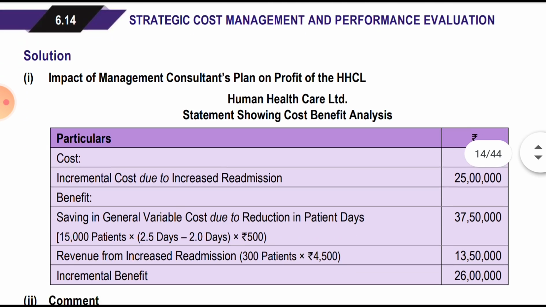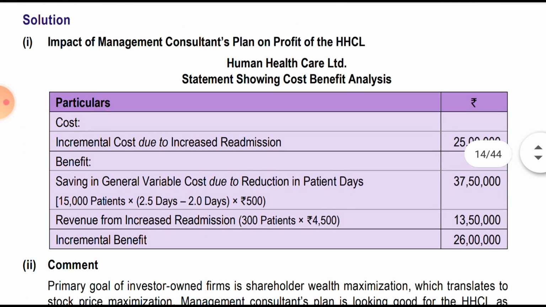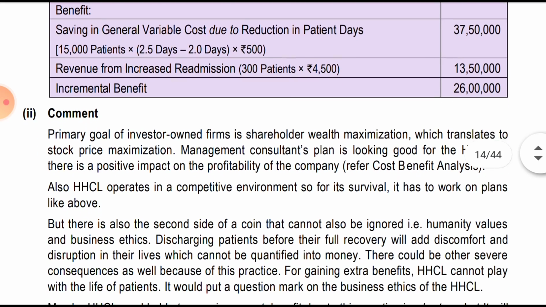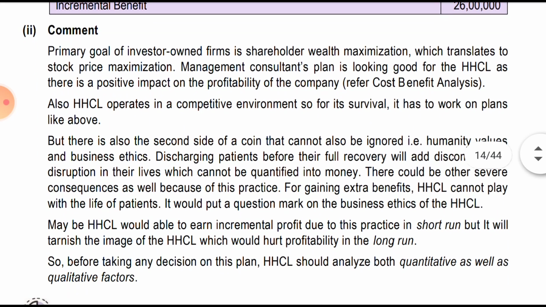Okay, so first we'll calculate the incremental cost due to increased readmission, that is 25 lakh, which they have given in the question, and this saving of 37,50,000 and 13,50,000 results in an incremental benefit of 26 lakh rupees, as I discussed. Now the second part, comment: the primary goal of an investor-owned firm is shareholder wealth maximization, which translates to stock price maximization.